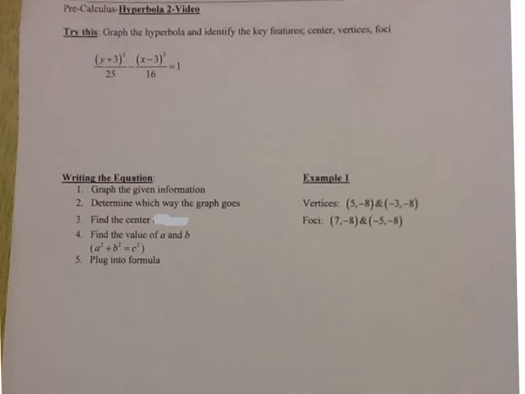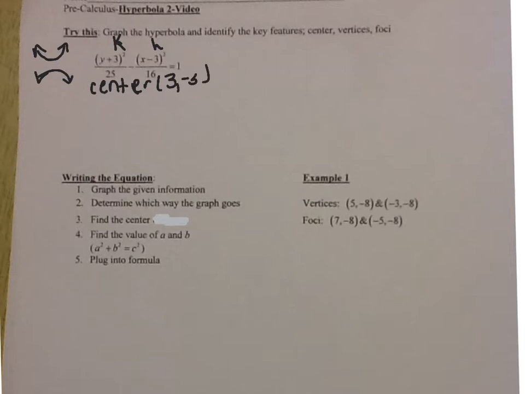So notice that my positive fraction here is underneath the y. That means my hyperbola will be opening like this. Okay, kind of like looking through that, as if it would go through the y-axis. So let's find the center. The center, remember, is (h, k). So remember, this is my h, the one that's with the x, and this is my k. So that would be -3, 3 is the center.